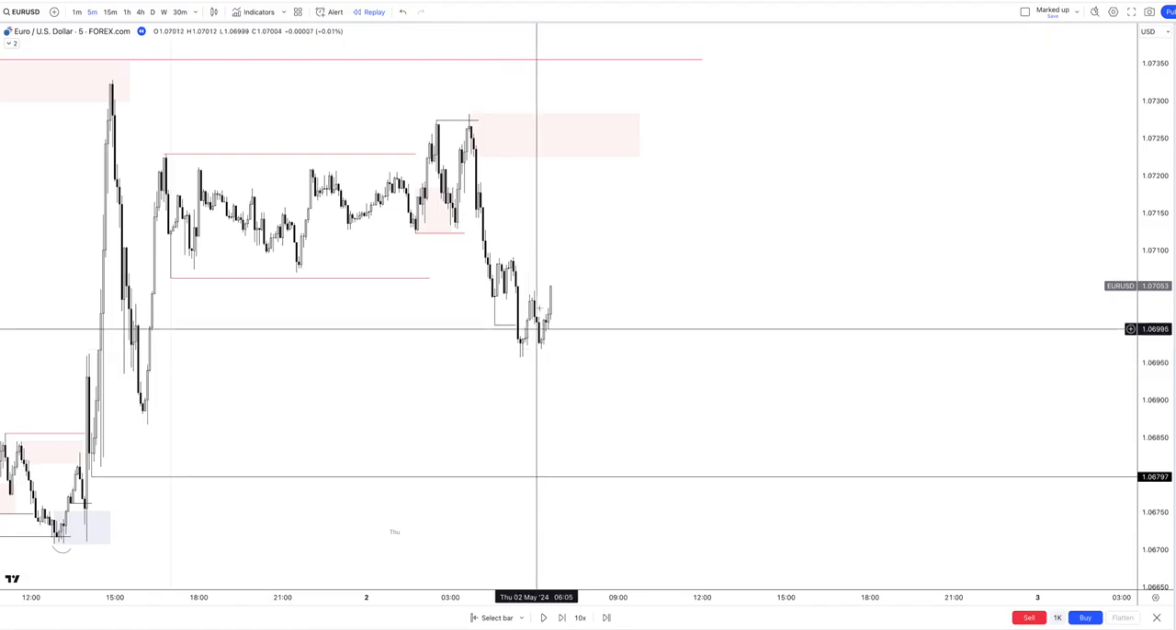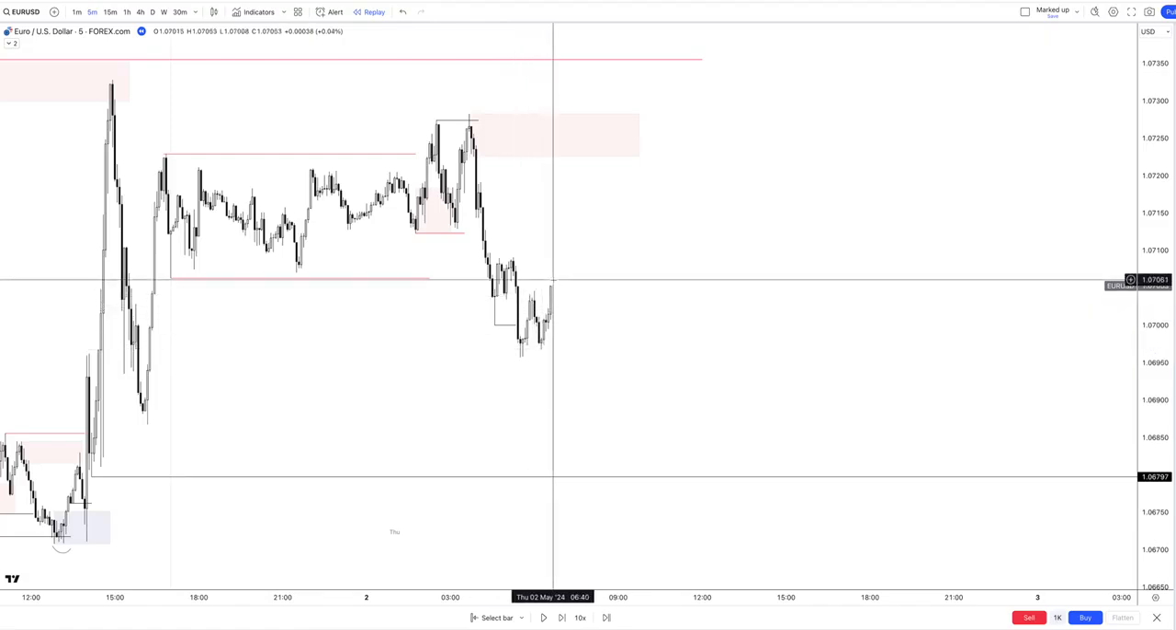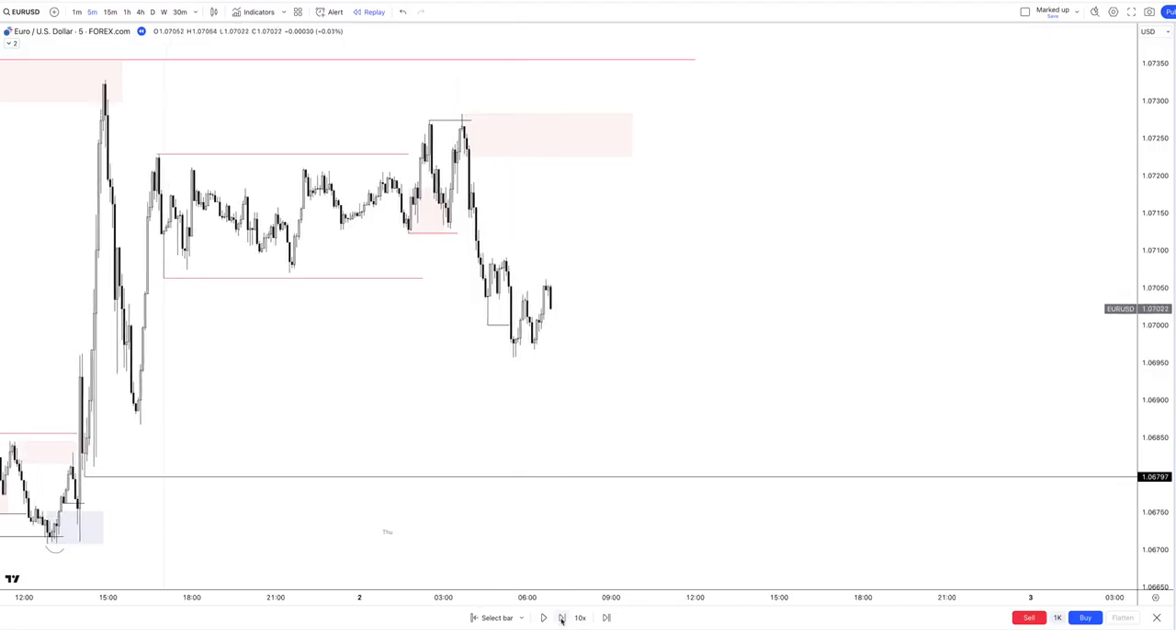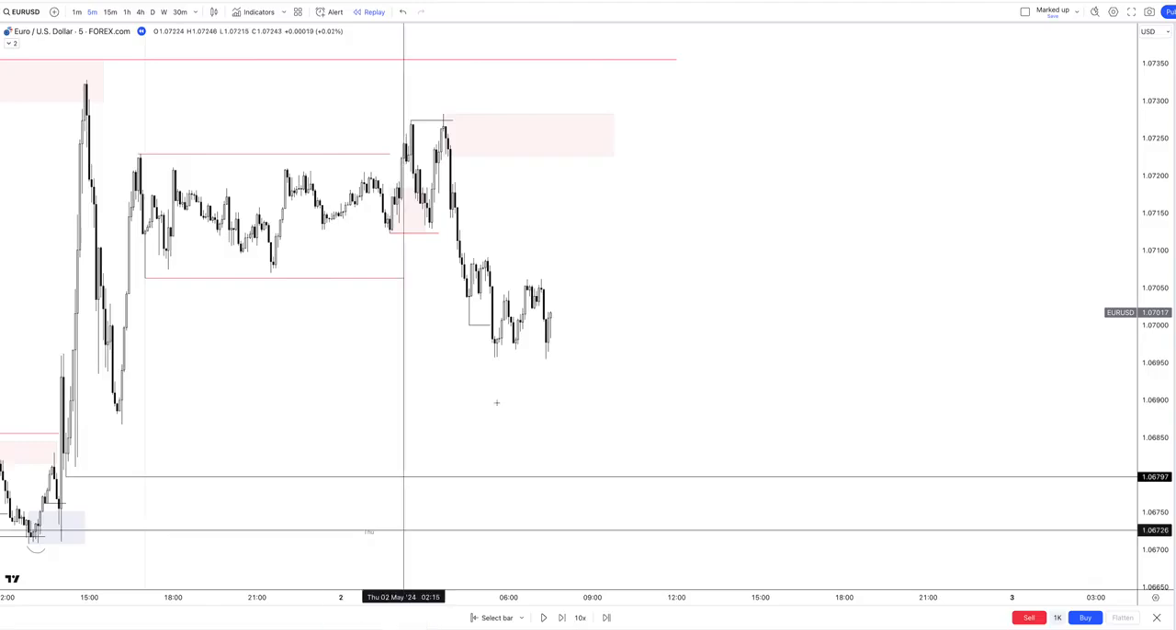Market took out a low. All right, returned back to this area, respected it. Okay, moved, and then now we're moving back to this area here. So let's see what happens. Are we going to build more liquidity? We do. And we actually respect it and move away.